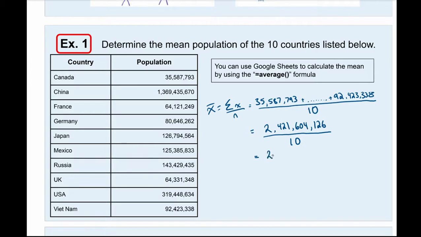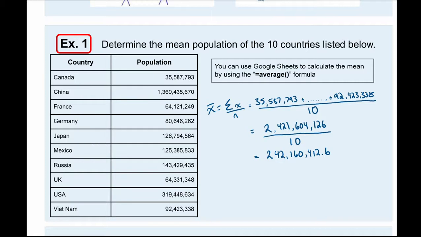So we get 242,160,000. So basically we just shift our decimal place over 1. So that is our mean or our average population between these 10 countries.